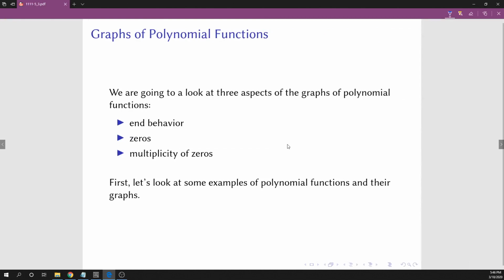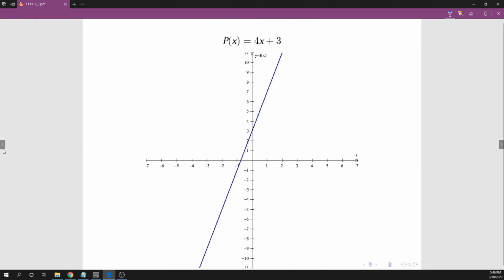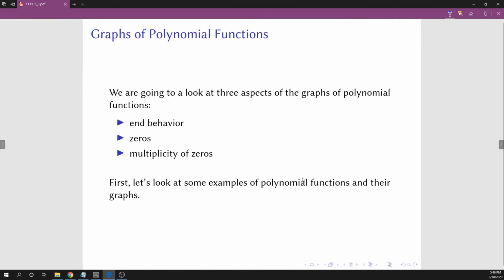Okay, so in the rest of this section, we are going to look at a couple of issues involving the graphs of polynomials. One is called the end behavior, and then the other is zeros, and then multiplicity of zeros. And so the first is that we will look at the end behavior, and we will do that in another video.